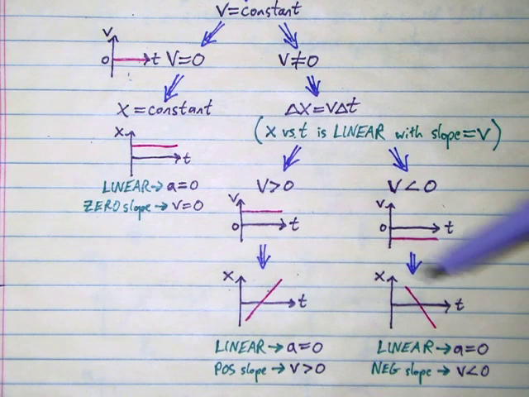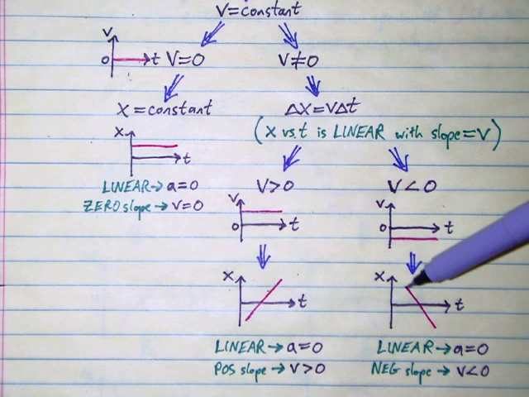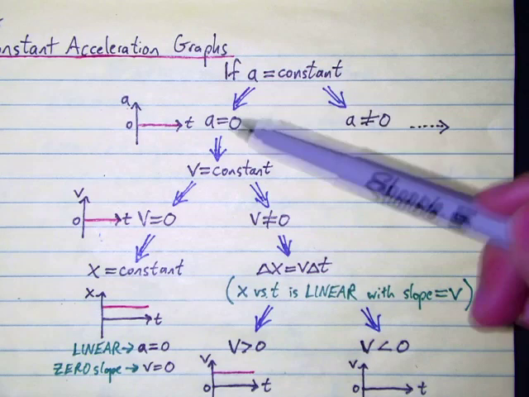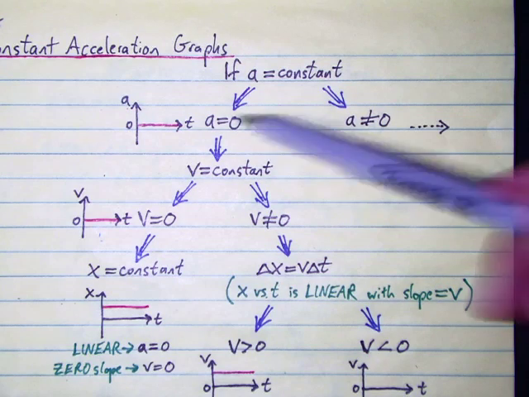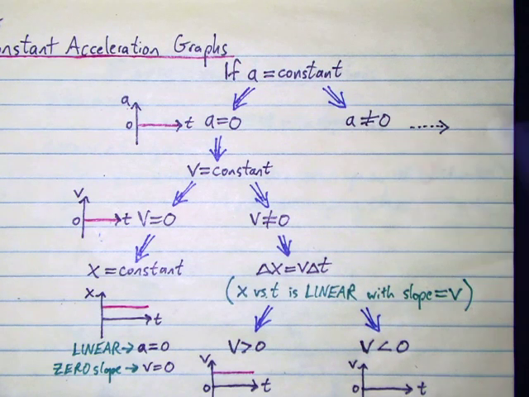Whereas this one, the position versus time graph is linear, which tells you that the acceleration is zero, and it has a negative slope, which tells you that the velocity is less than zero. It's moving in the negative x direction. All right, so those are all the possibilities for constant zero acceleration. Now let's look at the case of constant but non-zero acceleration.